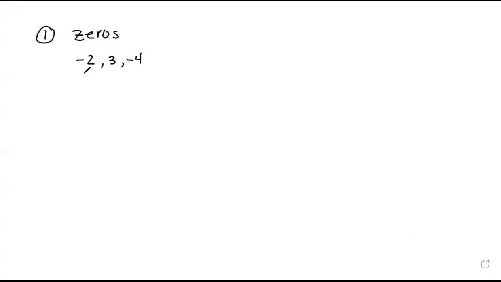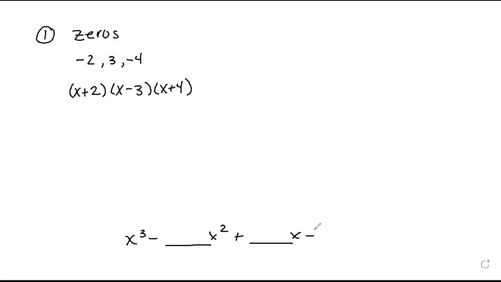So remember that if your zeros are these, your factors are the opposite. So you would have x plus 2. Instead of it being a -2, you change it to +2. If it's a 3, it's going to be x minus 3. And if it's -4, it's going to be x plus 4. Well, their answer says x to the third minus blank times x squared plus blank times x minus blank, so the only way I can get that is for me to multiply that out.